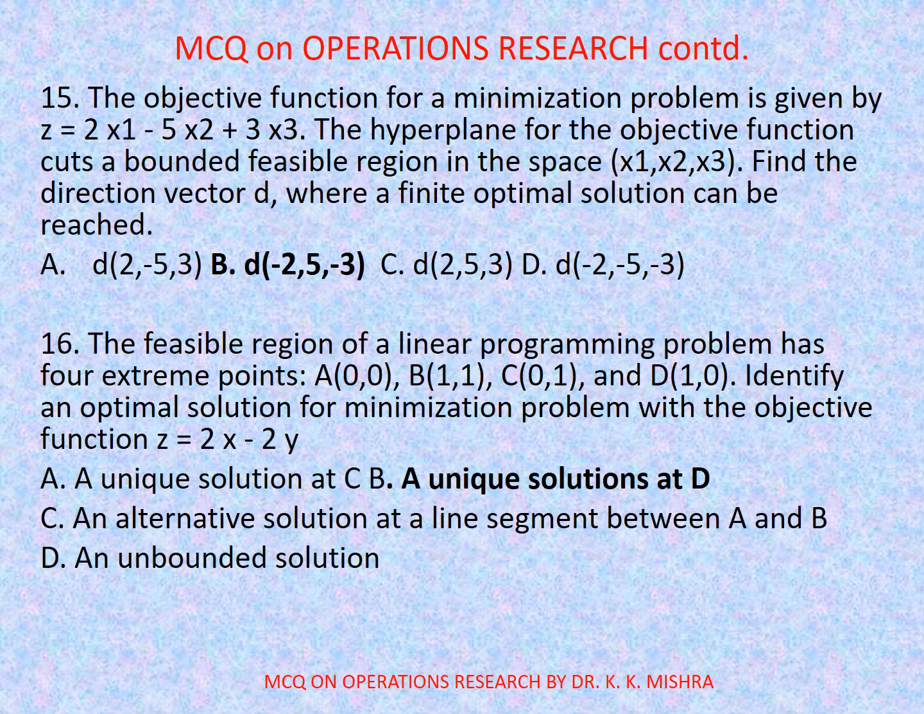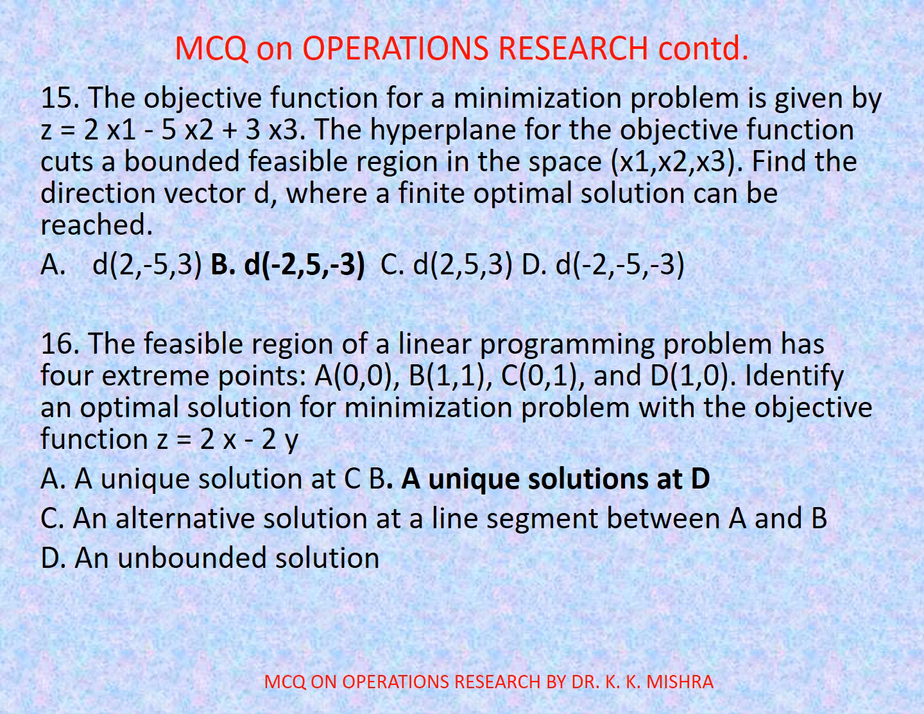Question number 15. The objective function for a minimization problem is given by minimum z is equal to 2x1 minus 5x2 plus 3x3. The hyperplane for the objective function cuts a bounded region, feasible region in the space x1, x2, x3. Find the direction vector D where a finite optimal solution can be reached.